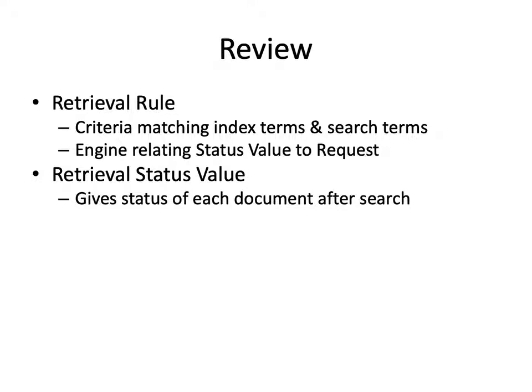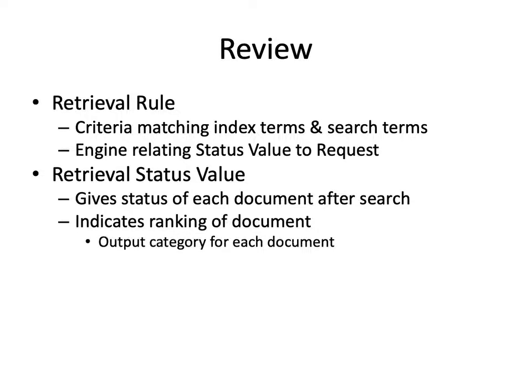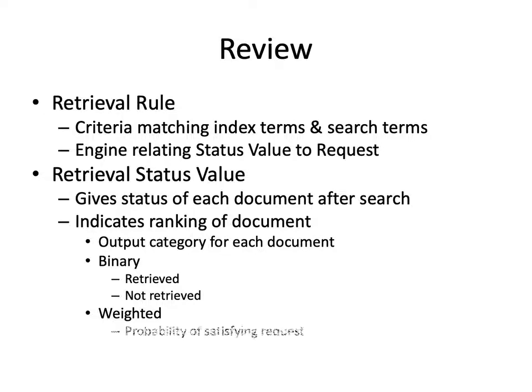It's always been the case that the retrieval status value has given us the status of each document in the collection at the end of a search, and has always indicated the ranking of the document, but that ranking has generally been a binary ranking. It's retrieved or not retrieved, relevant, not relevant, yes, no. But now we want to talk about weighted systems, systems that predict the probability of satisfaction that a document will give to a user.